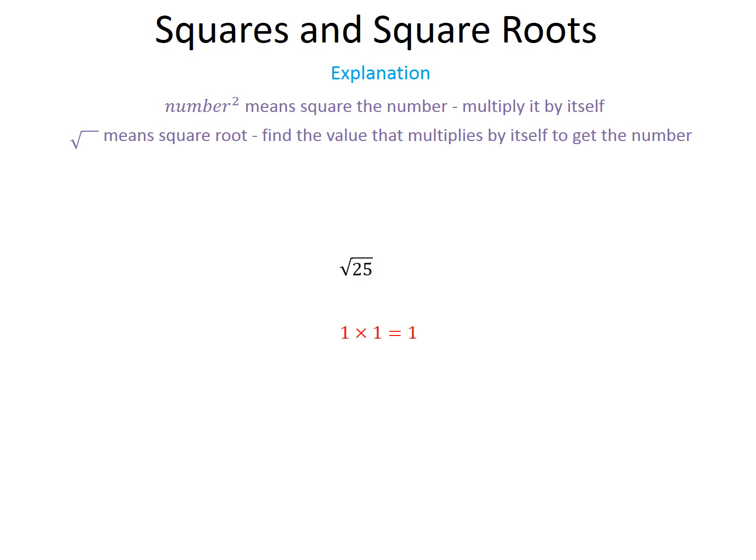1 times 1's 1, that's no good. 2 times 2 is 4, 3 times 3 is 9, 4 times 4 is 16. None of them are any good, are they? Because they don't get 25. But 5 times 5, that gets 25. So that means that the square root of 25 is 5.